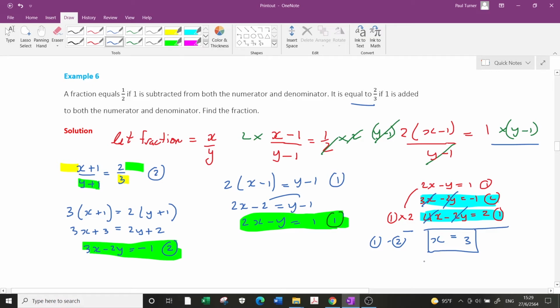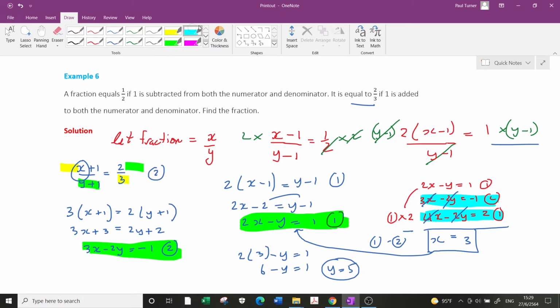So that's this number here. So now we need to find y. So we can put that back into either equation. Let's use that one. So 2 times 3 minus y equals 1. 6 minus y equals 1. y must be 5. Okay, so y is 5. So those are your two answers that you need. So then your fraction answer, what was the original question? x on y. So that means that your answer is going to be 3 on 5.